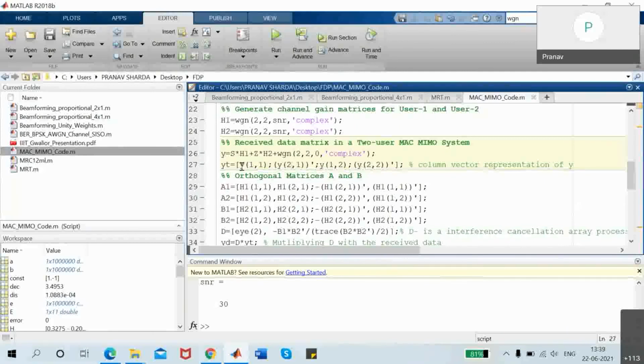Okay, the element 1. Yeah. Pranav, please increase the font size. Some student is asking. Okay, okay.